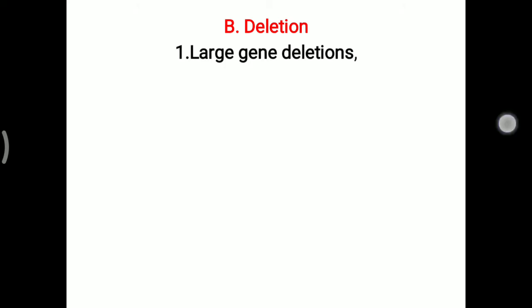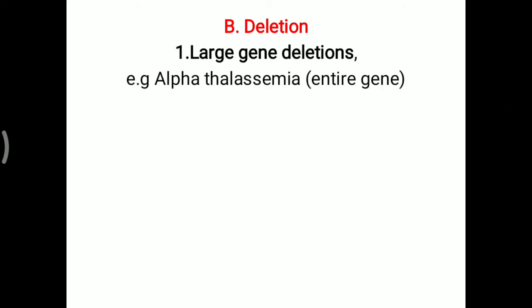Further, another type of mutation is deletion. Here, a large gene is deleted. One example of this large gene deletion is alpha thalassemia, where the entire gene is deleted, so that particular protein will not be synthesized in that person.